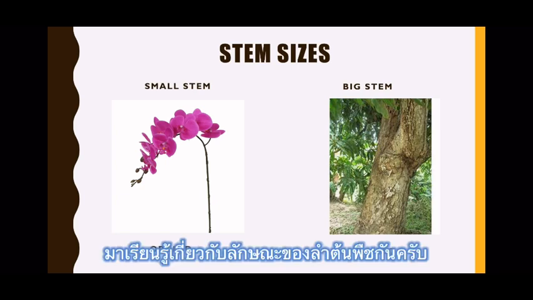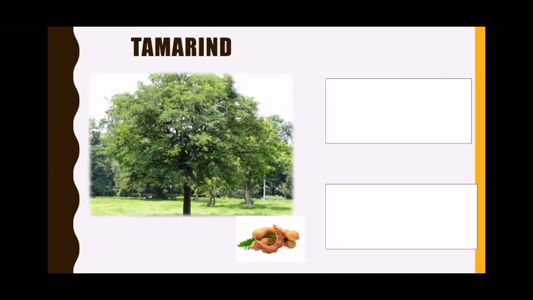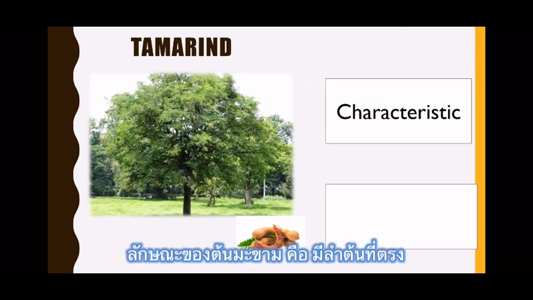Now let's first learn some other plants and their characteristic. Okay, this is tamarind. A tamarind tree has a straight stem. The characteristic of the stem of this tree is straight stem.